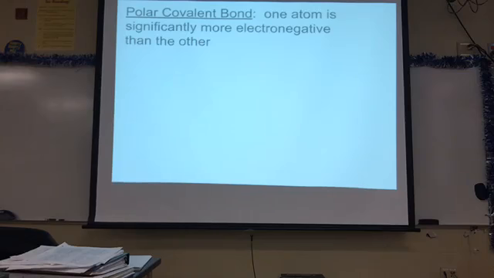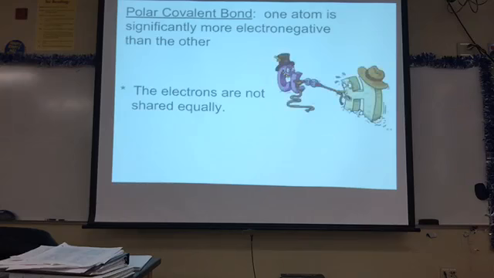And how do you know which one's more electronegative? Well, if you look on the back of your periodic table, on the left-hand side, right in the middle, you will see an electronegativity chart. It will tell you the electronegativities of all the atoms. So if the electrons are not shared equally, it is a polar bond.